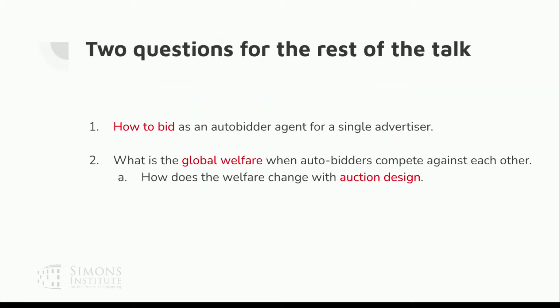And in this talk, we're going to talk about two high level questions. Number one is, how would you design such an auto bidding agent? So how to bid as an auto bidding agent for a single advertiser once you're given these goals and constraints. And then the second question is the matching question, which is that when all these auto bidders are competing against each other through the auctions, what will be the global welfare in equilibrium, and does that welfare depend on the underlying auction design?